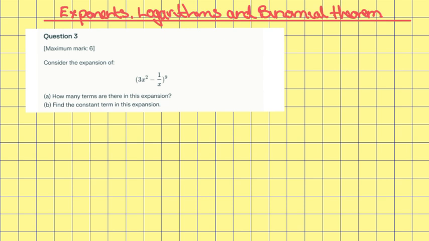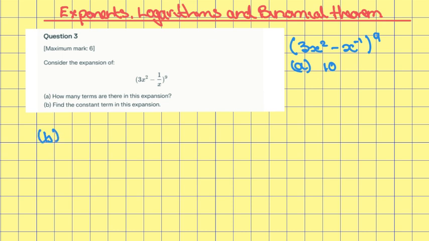The first thing we need to do is rewrite the expression. So we rewrite (3x² − 1/x)⁹ as (3x² − x⁻¹)⁹. Now we can answer the questions. How many terms are there in this expansion? That's easy. There's always one more term than the power. So A is 10.